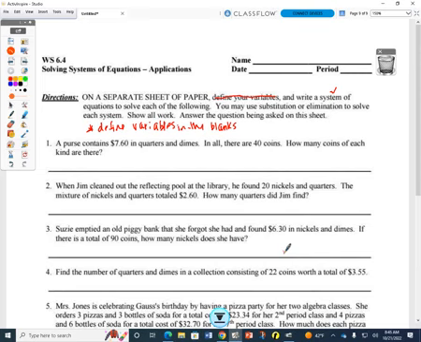So the first kind of system of equations problem we're going to talk about is one that's very popular on tests and high stakes tests. It's about the number of coins and the amount of money they equal and figuring out how many coins there are. So everybody read number one to yourself.